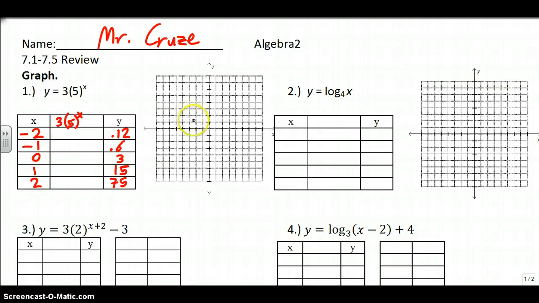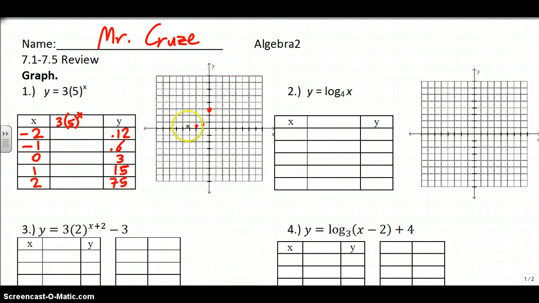So here we go. -2, 0.12 is right there. -1, 0.6 is right there. 0, 3, and then 1, 15, and 2, 75. Remember, those are a little off our graph. I'm not expecting you to graph those. I just want you to get the best looking graph that you can.